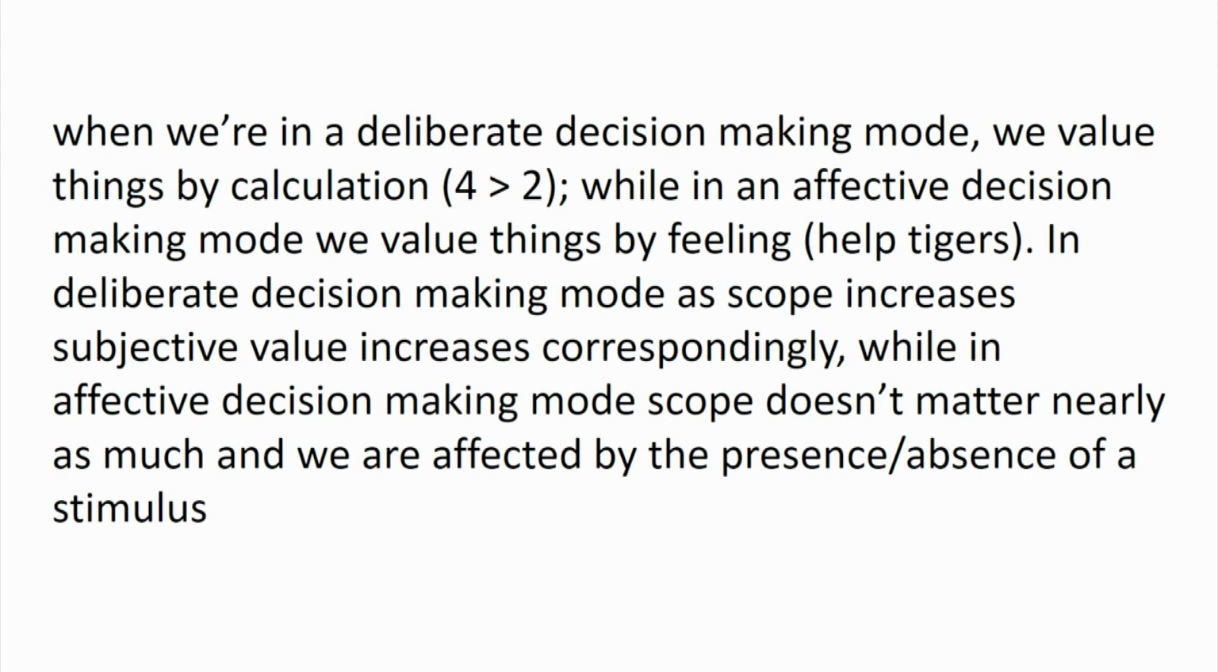When we are in a deliberative decision making mode, we value things by calculating that 4 is greater than 2, and so saving 4 is much better than saving 2. While when we are in an affective decision making mode, we value things by feeling: help tigers. Saving 1 tiger is helping tigers and saving 4 tigers is helping tigers, so whether I save 1 or 4, the feeling is basically the same. It is not that when you say 4 tigers, the feeling will be greater. It is not multiplicative, but when we are in a deliberative mode, we understand that saving 4 tigers is more than saving 2 tigers.